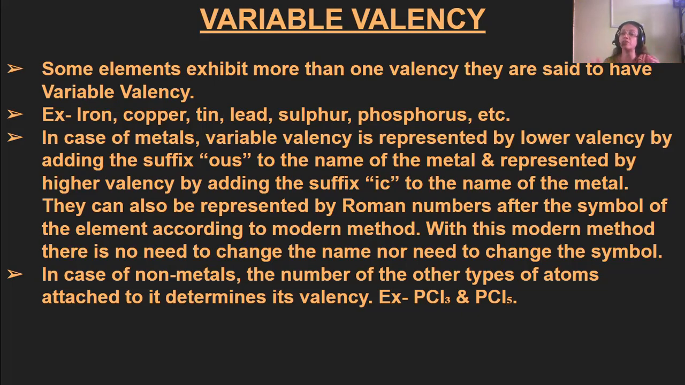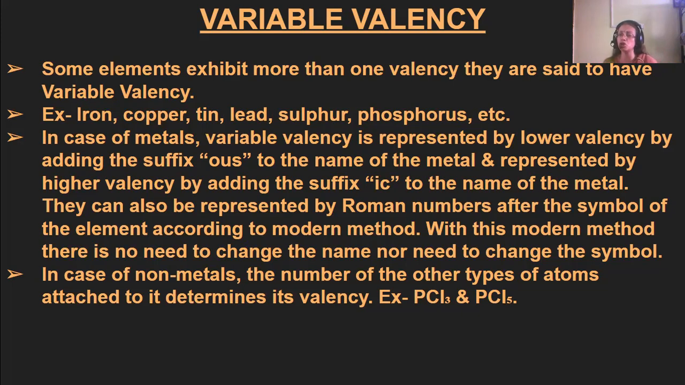They can also be represented by Roman numerals after the symbol of the element, according to the modern method. According to the modern method, we write ferric as Fe followed by the Roman numeral III, three I's. And in the lower valency, ferrous is represented as Fe followed by the Roman numeral II, that is two I's. Like this it is represented.